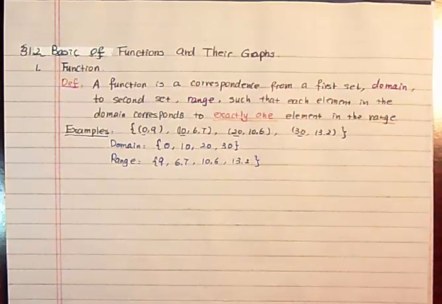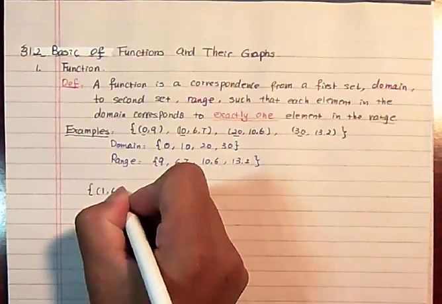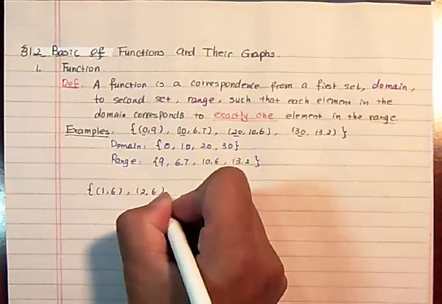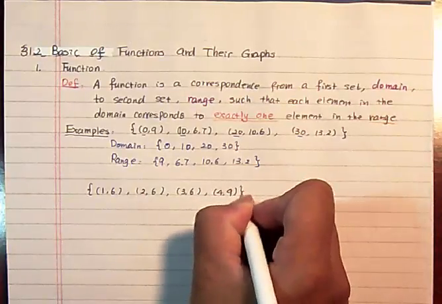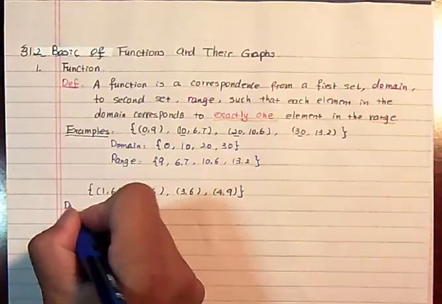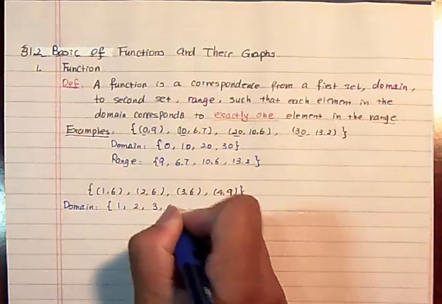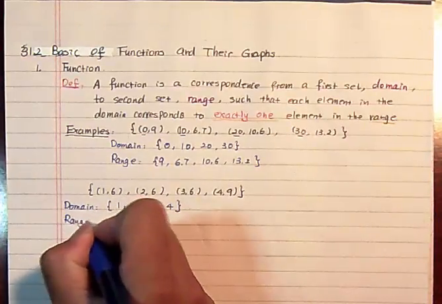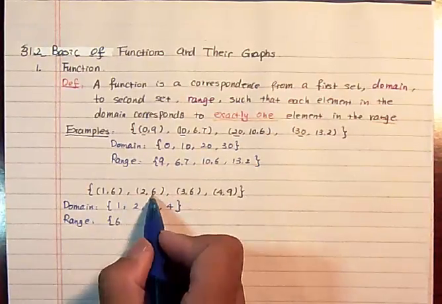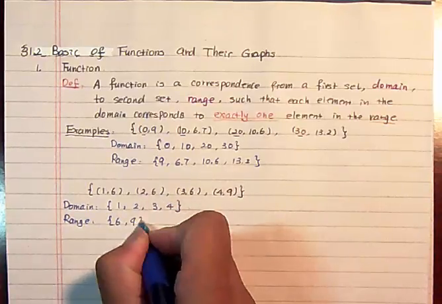Let's take a look at another function. So let's take a look at this one: (1, 6), (2, 6), (3, 6), (4, 9). Similar idea. If we take a look at its domain, it is the collection of all the inputs: 1, 2, 3, 4. By the way, in a set the order does not matter, so you can switch the order inside the set. The range is 6. Well, this is also 6, but we don't list the repeating element, so we just put 6 once in here and then 9. So that is the range.